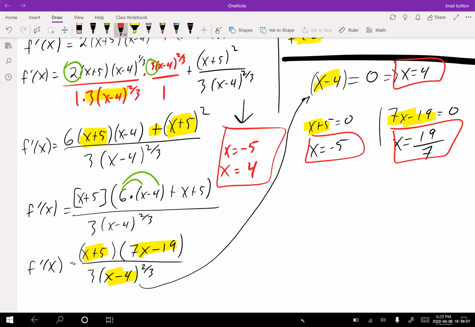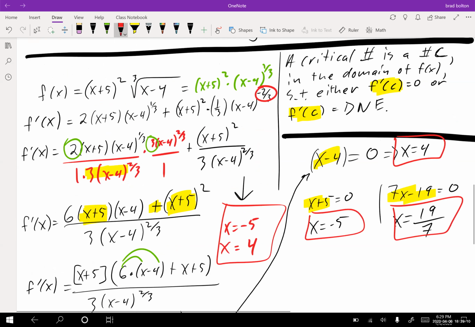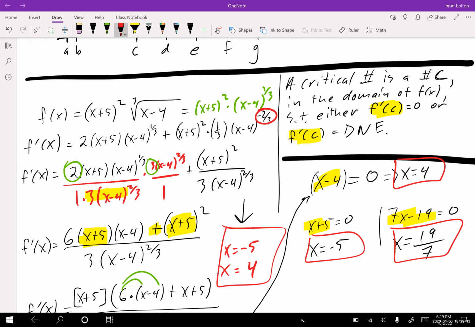Now, something I have to double check real quick is, it says critical numbers, a critical number is a number c in the domain of f of x. So you always have to double check the domain of the original function. So we go back to f of x, not f prime, but we go back to f of x. What is the domain of f of x? The domain of f of x is all real numbers, because this is a polynomial times a cube root. Cube roots have negative infinity to positive infinity. They don't have any issues, and polynomials don't have any issues. So these have no domain issues, okay? So we don't have to worry about domain. The domain is negative infinity to positive infinity.